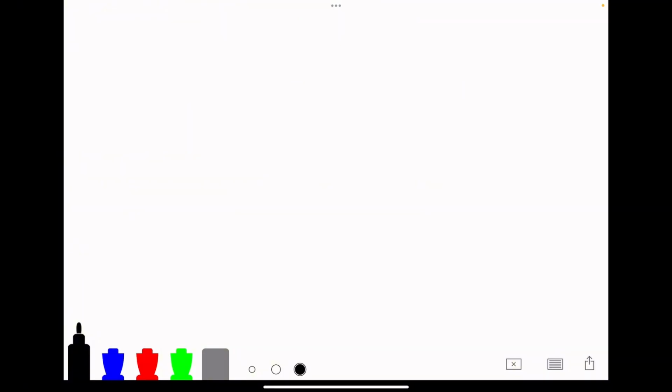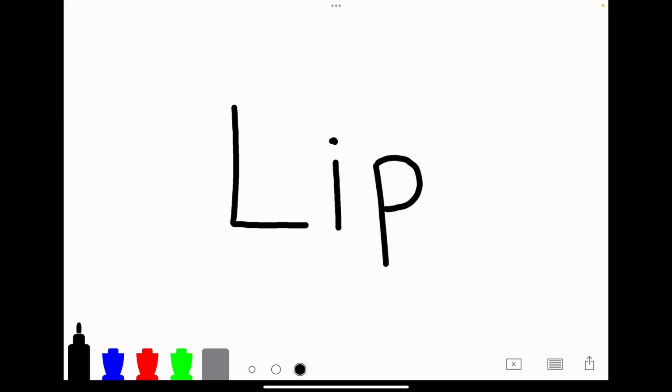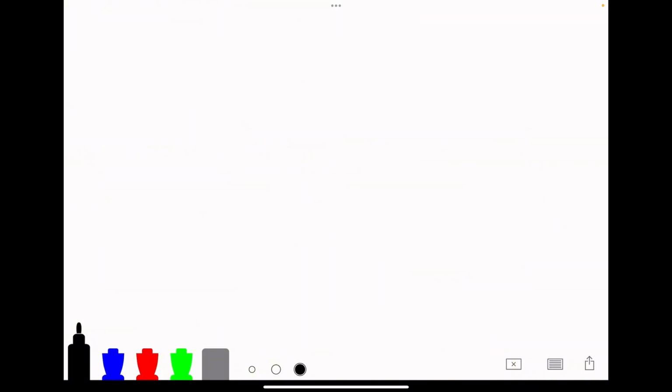So the first letter in the word lip is L. The second letter in the word lip is I. And then the third and last letter in the word lip is P. And L-I-P spells the word lip. Let's go ahead and write the word lip one more time using capital L. So the first letter in the word lip is L. After L, we have I. And after I, we have P. And L-I-P spells the word lip.